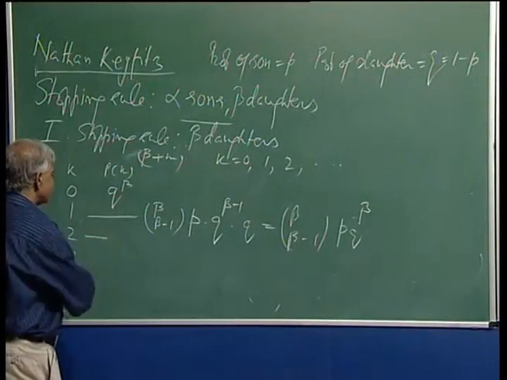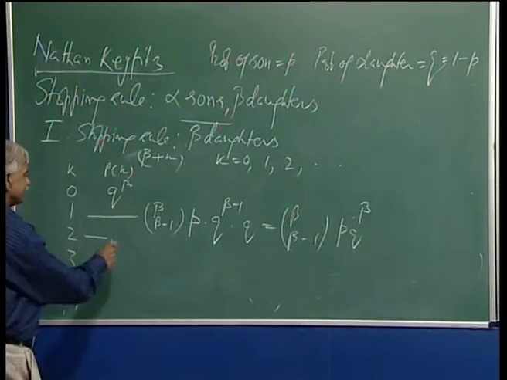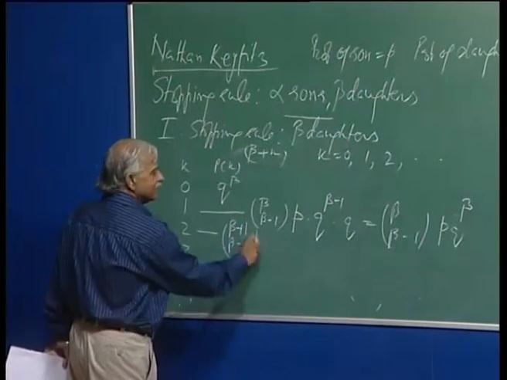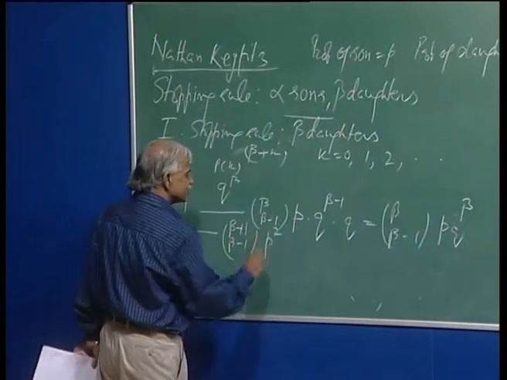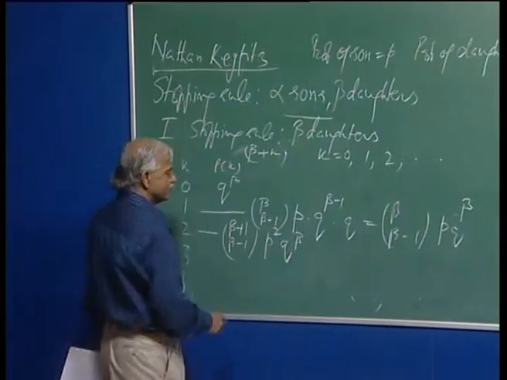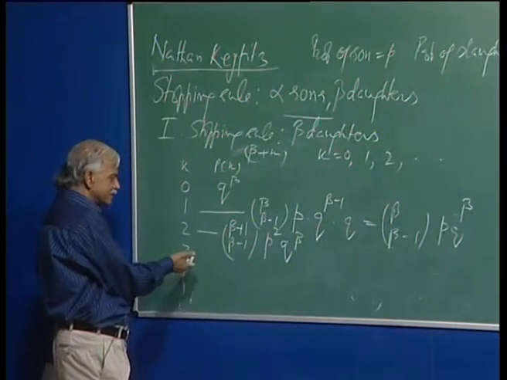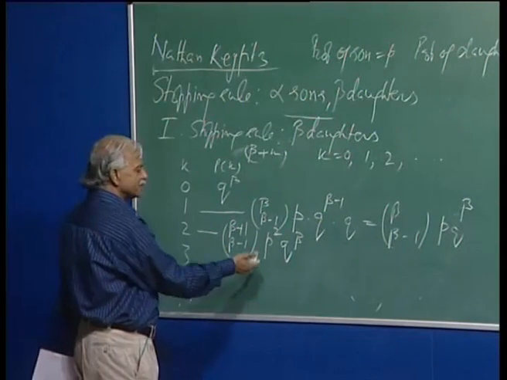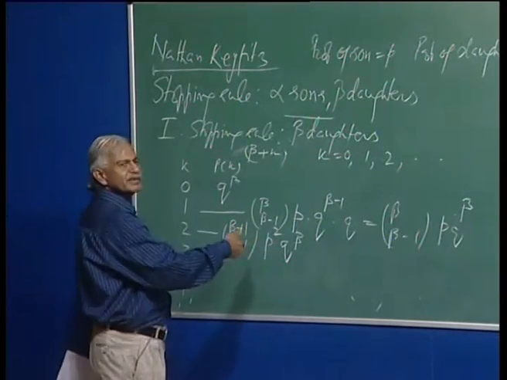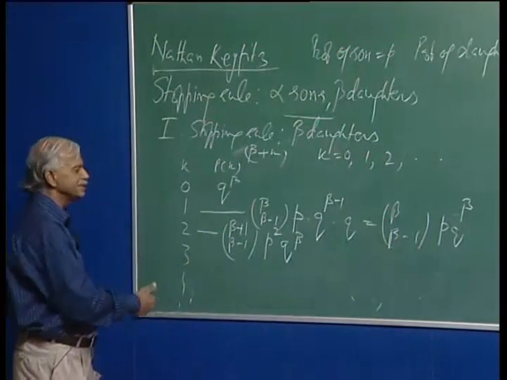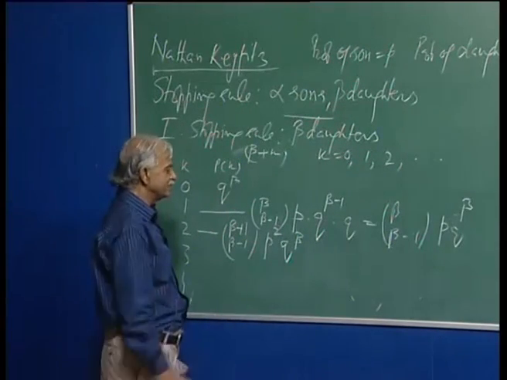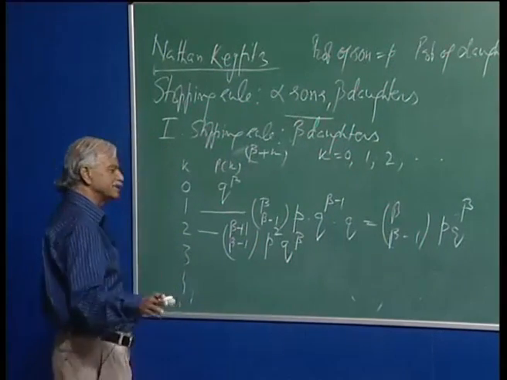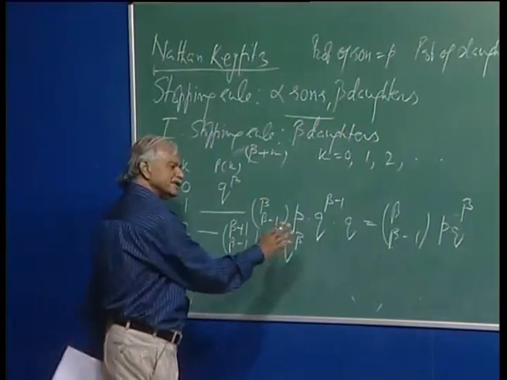Similarly, who will stop after having beta plus 2 children? That will be beta plus 1 combination beta minus 1 and p, now it will be square, and q raised to beta. In case of k equal to 3, it will become beta plus 2 combination beta minus 1, p cube. Powers of p will keep on increasing as the number of children is increasing, and q power will remain the same, beta. As soon as they achieve beta daughters, they will stop.